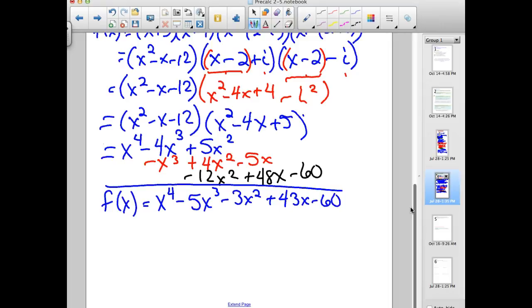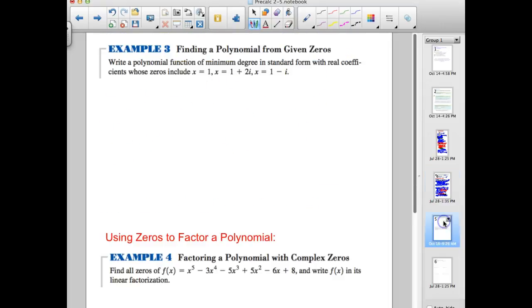All right, we have one more that we're going to try today. It says write a polynomial function of minimum degree in standard form with real coefficients whose zeros are 1, 1 plus 2i, 1 minus i. Now, we do need to be kind of careful here because there's two different imaginary ones, and we need to also include their conjugates. So if 1 plus 2i is a 0, then 1 minus 2i is also a 0. If 1 minus i is a 0, then 1 plus i is another 0.